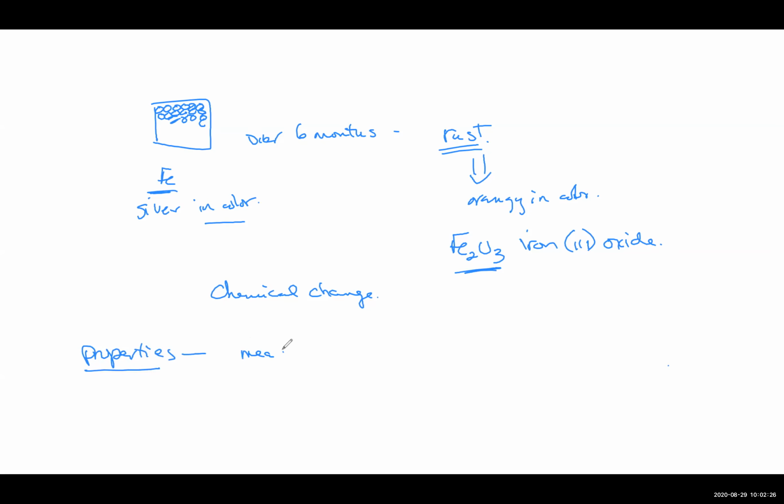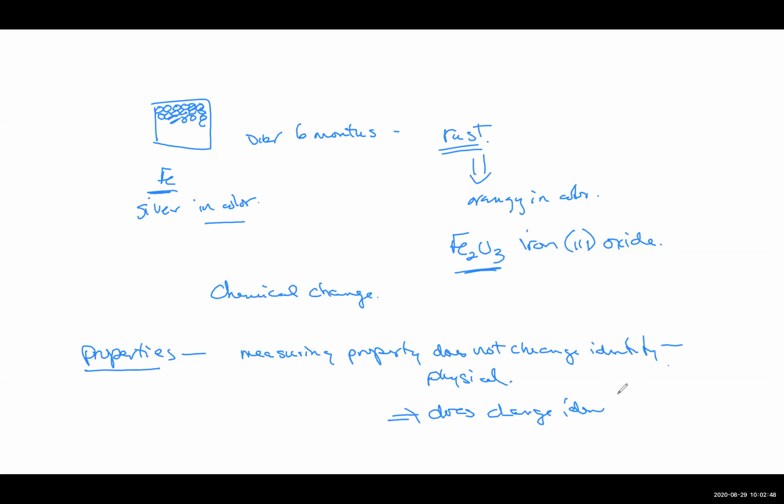If measuring the property does not change the identity, then it's physical. The key is changing the identity. If measuring the property does change the identity, then it is chemical. So rusting is a chemical process. Burning is a chemical process. To say that cheese can burn, that is a chemical property. To say that iron rusts, that is a chemical property. Rusting is a chemical change.